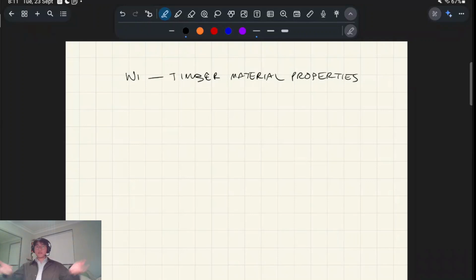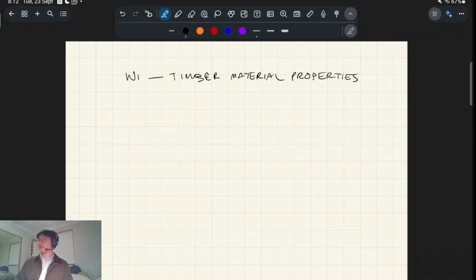How timber fits in the overall picture of structural engineering, and how you can categorize timber by stress grades. We talked about that. It was very much a broad overview where we talked about everything from biology to structural engineering. So that's week 1.